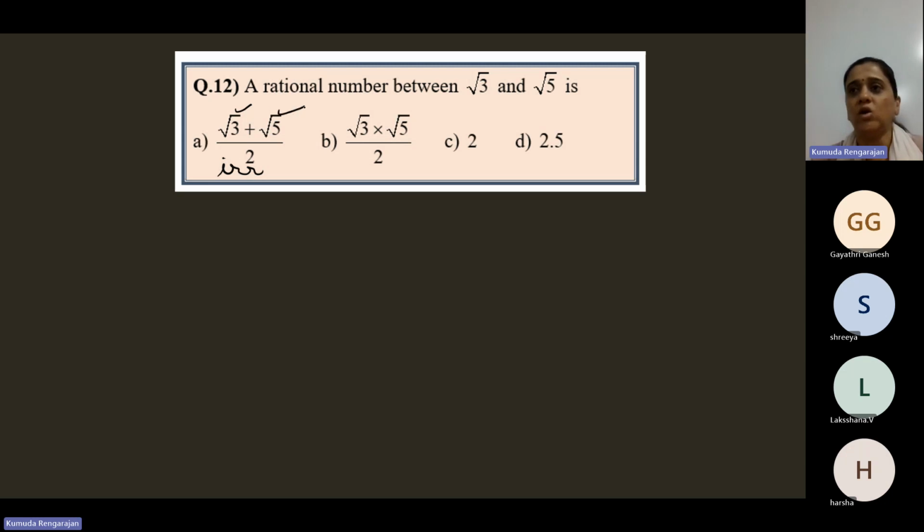What's root 5? Non-terminating, non-repeating. When you put them together and find the sum, it is a different non-terminating, non-repeating decimal. Pi by 2 is also a different non-terminating, non-repeating decimal. So it's irrational.